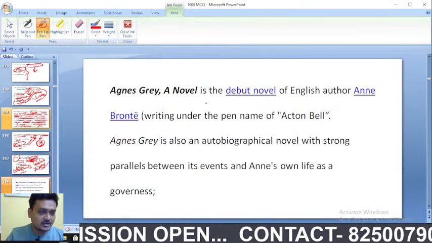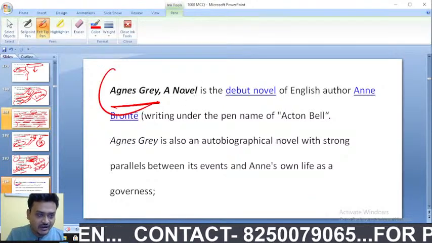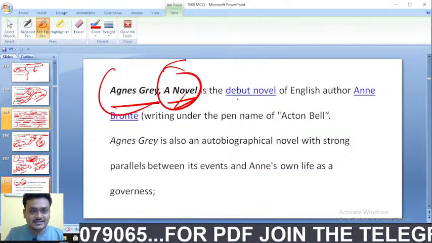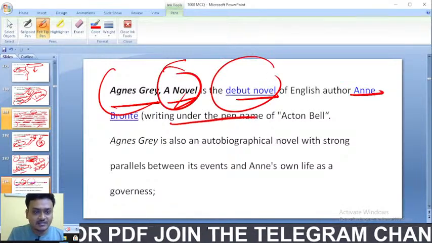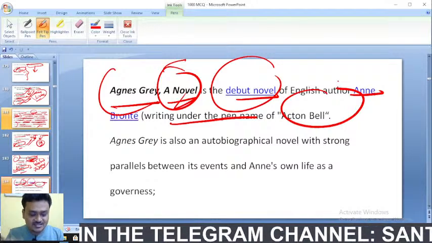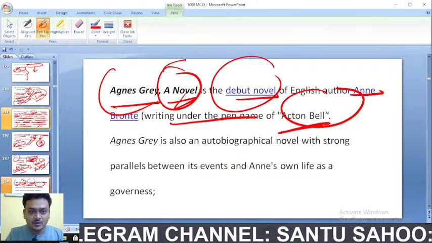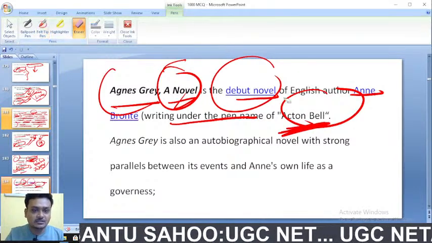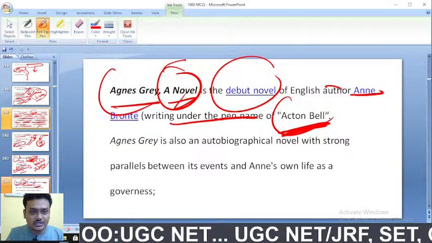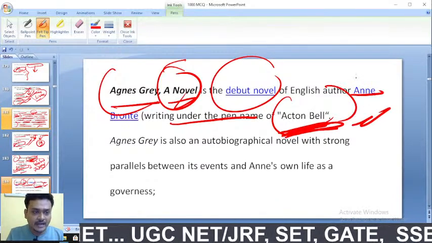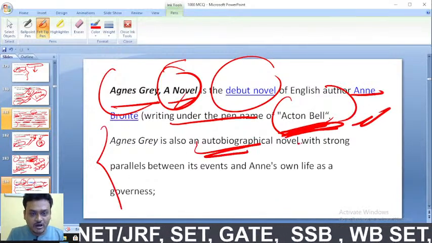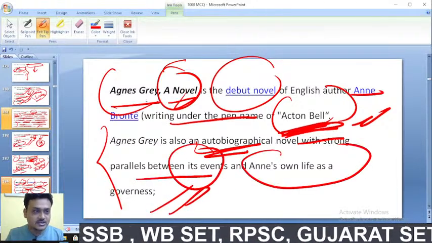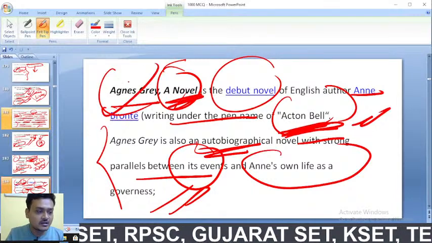Here is the explanation. I will be ending with this. Agnes Grey, what is the subtitle? It's a debut novel of the English author Anne Bronte, writing under the pen name of Acton Bell. Acton Bell is actually the pen name of Anne Bronte. Agnes Grey is also an autobiographical novel with strong parallels between its events and Anne's own life as a governess. So the Agnes Grey novel is the debut novel. Well done.